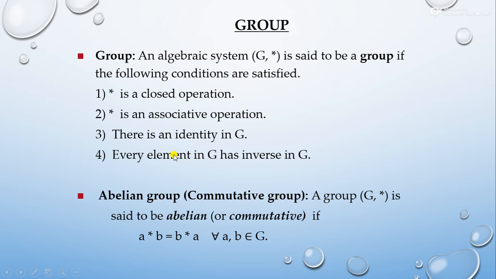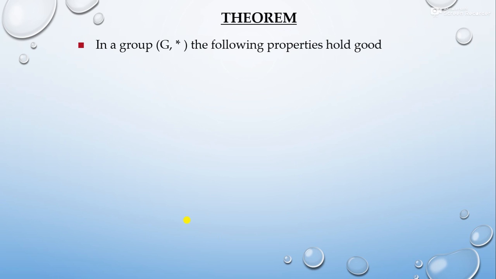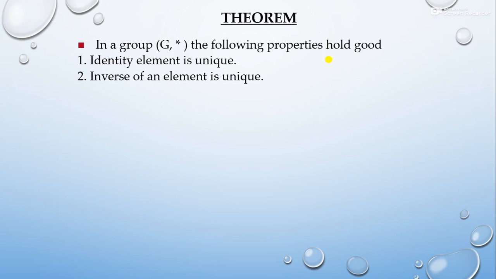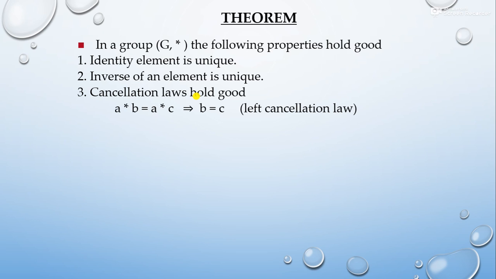Next, the fifth one, so that group is called the Abelian group. Now we have a theorem: if in a group G with the binary operation these properties hold, the identity element is unique always in your group, the inverse is also an element which is unique, and cancellation laws hold good here.